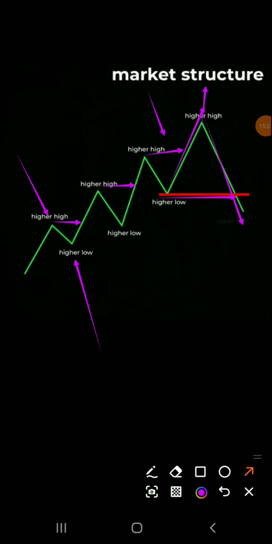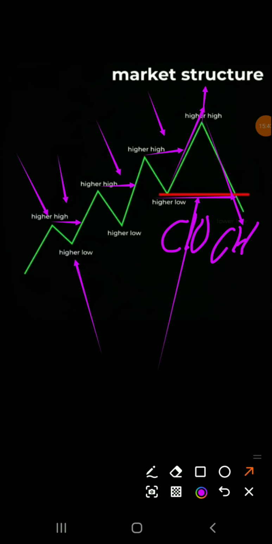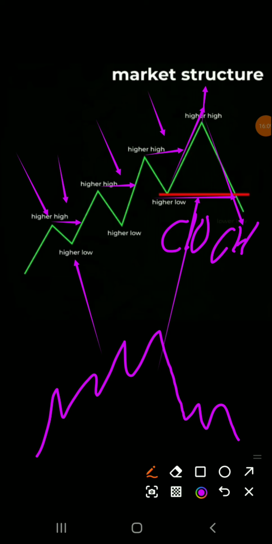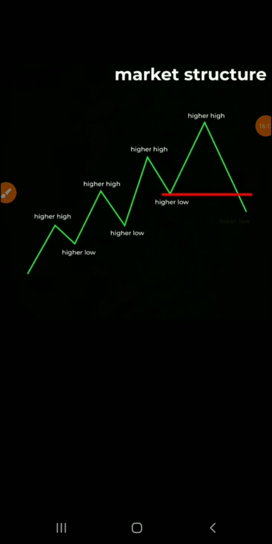Now this place is our change of character. So these are the breaks of structure, and this is our change of character, because it no longer respects or obeys the higher high, higher low concept that it has been going with. Now it has formed a new low that is lower than the previous low, making a change of character. So change of character happens if the trend wants to move from an uptrend to a downtrend, or from a downtrend to an uptrend in a bearish situation.